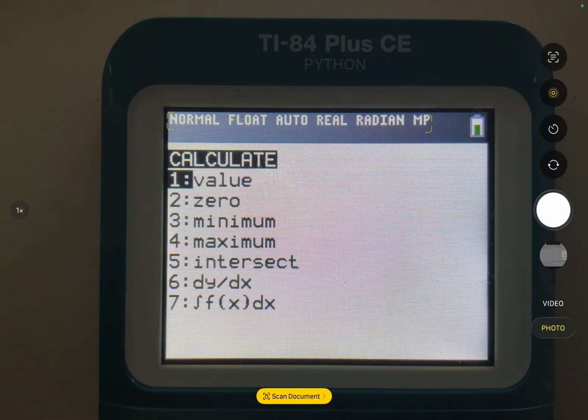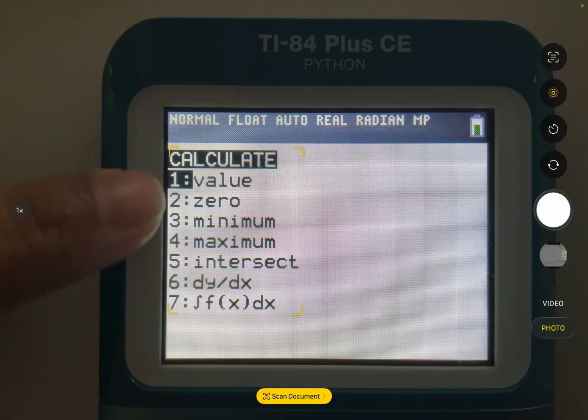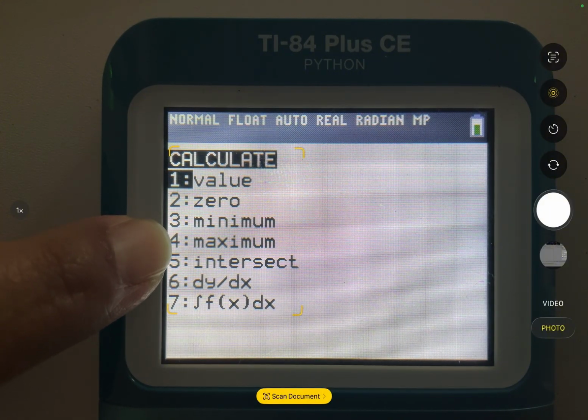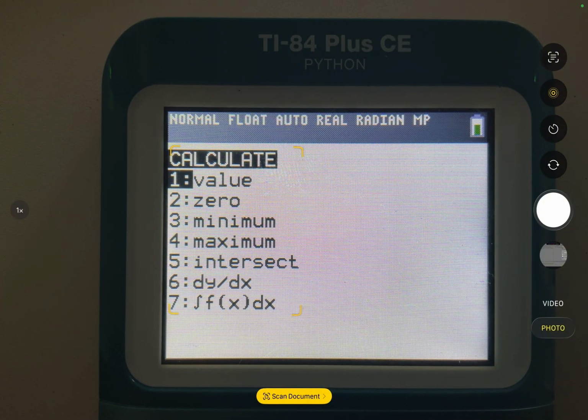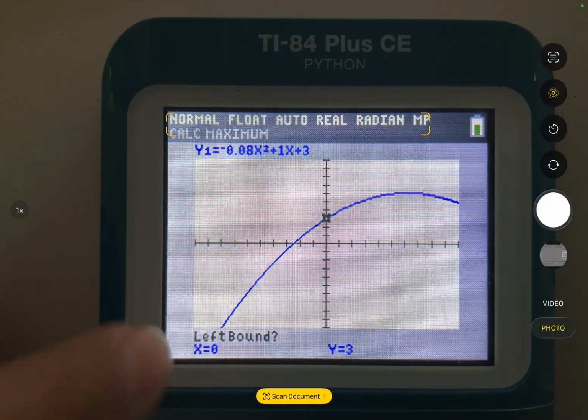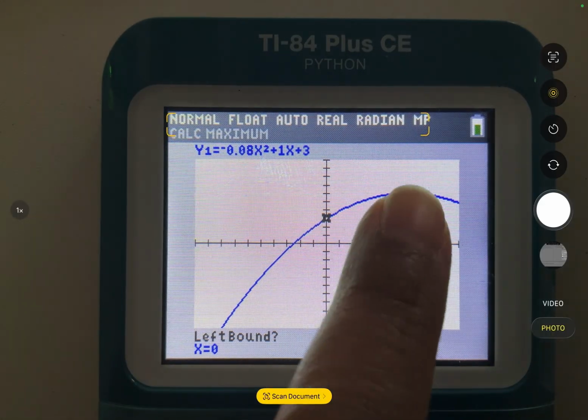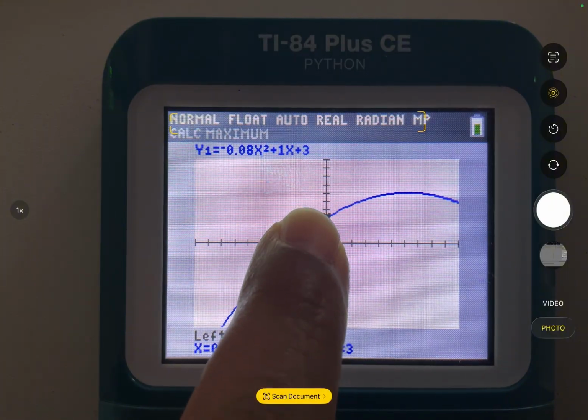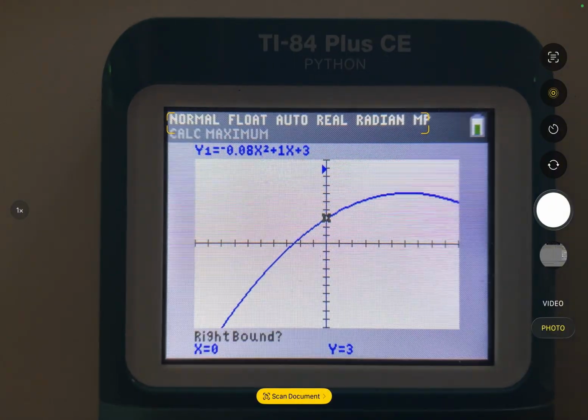This type of vertex is which one? 3 or 4? 4. So, press number 4. Remember, you're going to get the question left. Left means, are you on the left side of the vertex? Since my vertex is here, yes, I am. Go ahead and press enter. Now it changes to right.